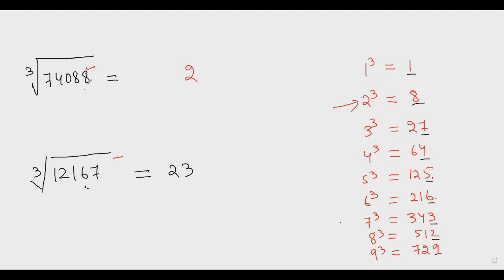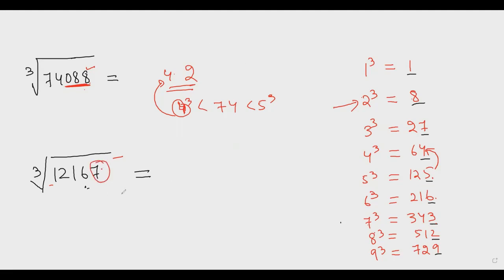the partition: we neglect these 3 digits. So what is left is 74. Now 74 lies between which cubes? 74 lies between 4 cube and 5 cube. So we have to take the smaller number, 4. So the answer is 42. Is that okay? Right here we go.